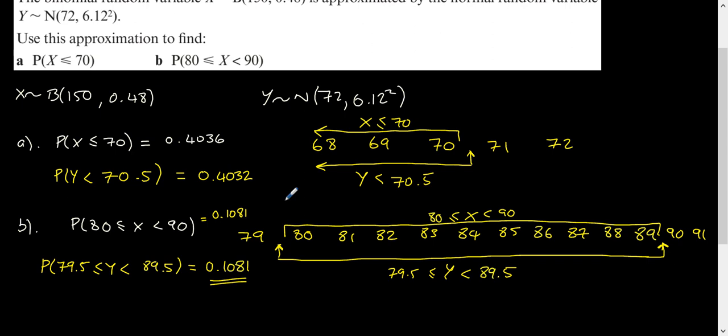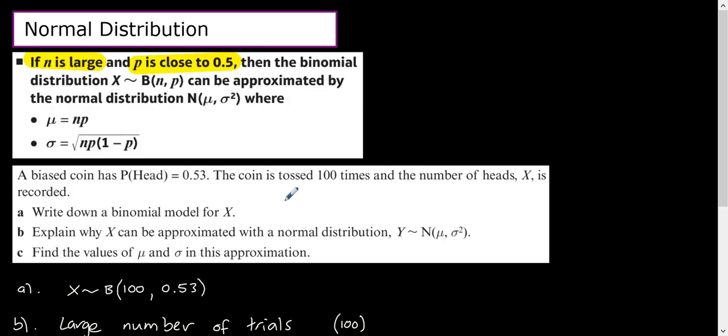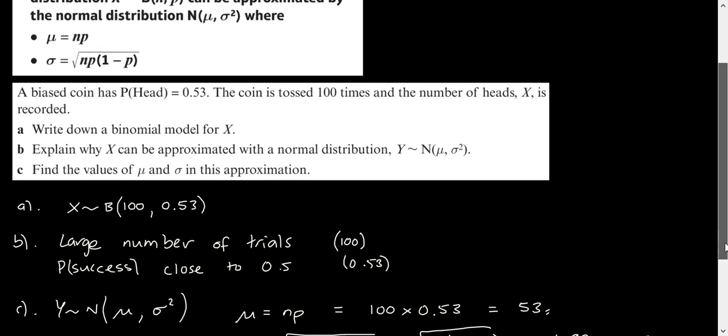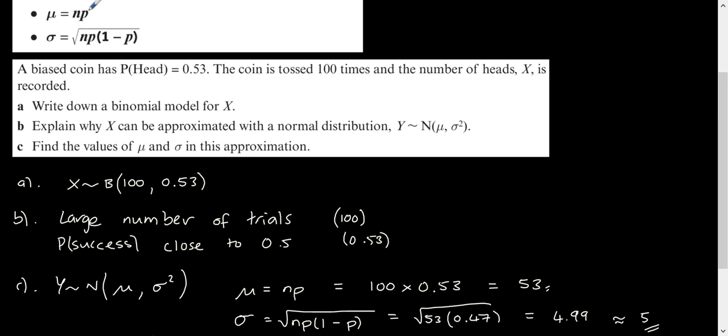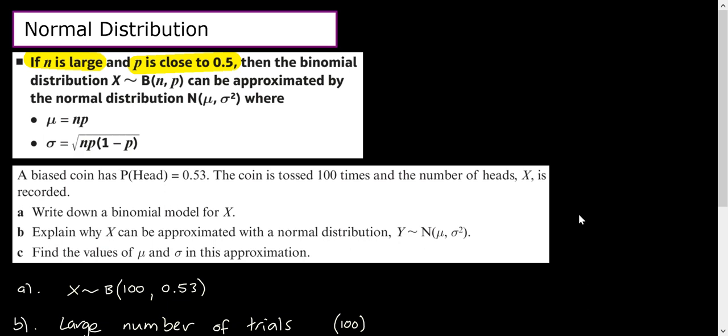So that's continuity correction. There's two things here that you've got to learn about approximating a binomial with a normal. One is that you can do it when n is large and p is close to 0.5. The second is that you need to know these two calculations. Mu is np and sigma is the square root of np(1 minus p). Learn those, memorize those, practice those, because that's how you turn this binomial distribution into a normal distribution.